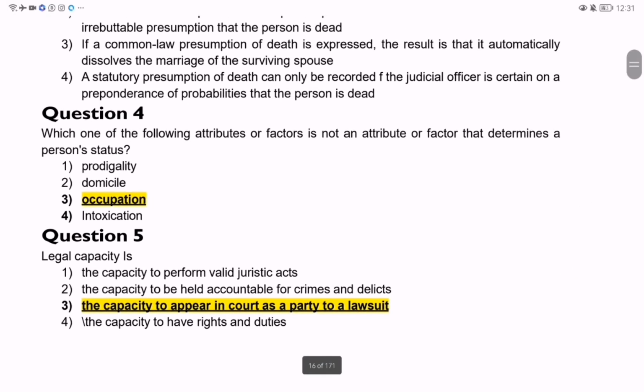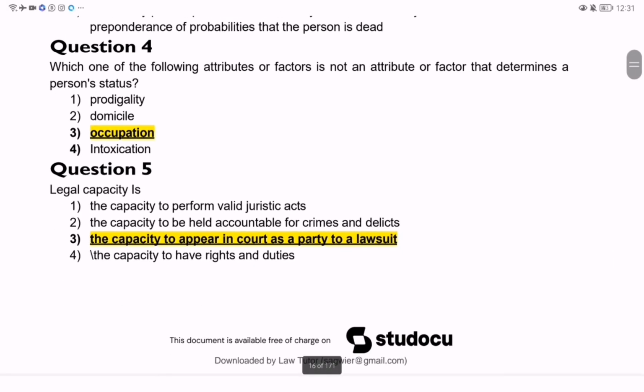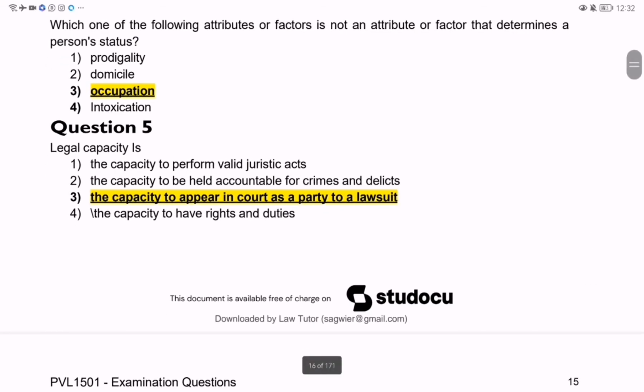Which one of the following attributes or factors is not an attribute or factor that determines a person's status? Occupation. The rest, what factors determine a person's status? Go and refresh on that. Legal capacity is... What is legal capacity, guys? Guys, this question will come. It will come. Come on, this is the first thing that you knew after juristic person. This one comes. The capacity to appear in a court as a party to a lawsuit.